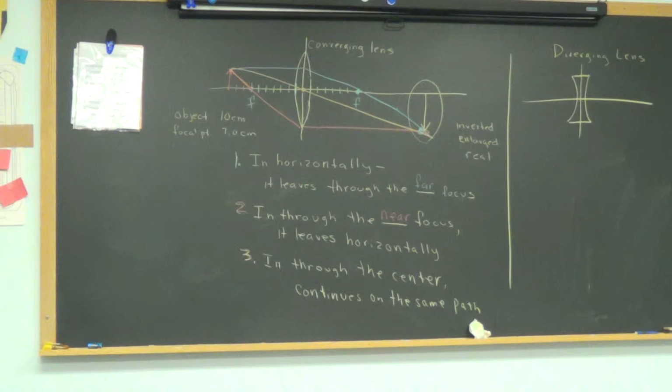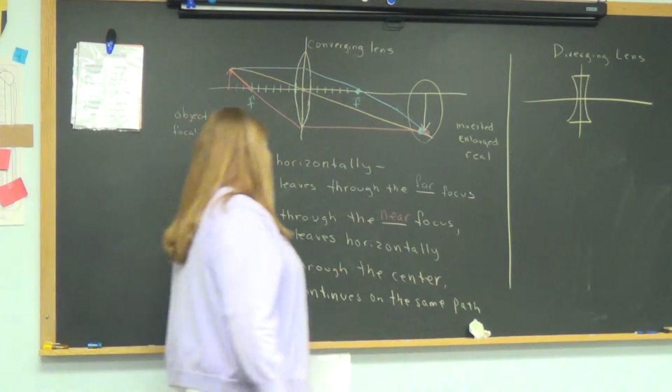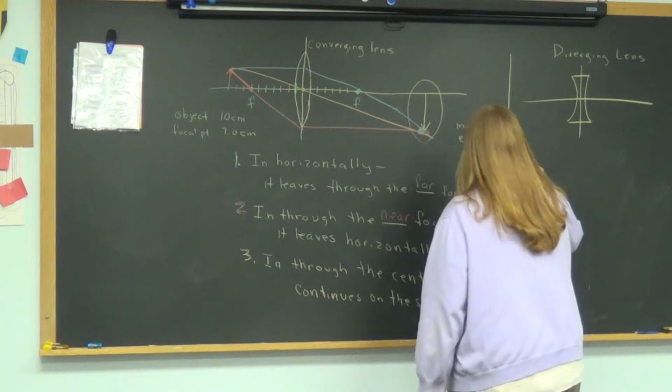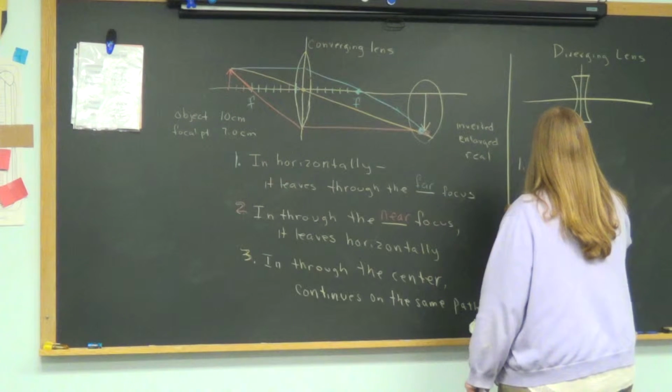Alright, a diverging lens has three rules as well. First one. Wait, hold on. I'm still drawing the little lens.